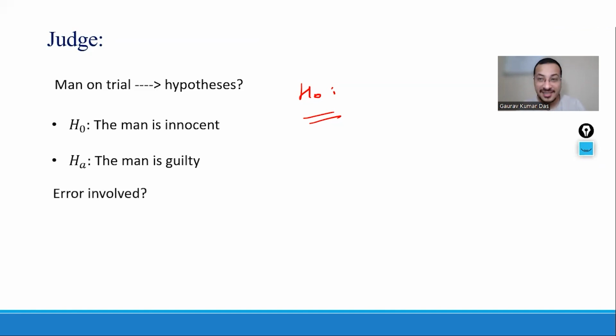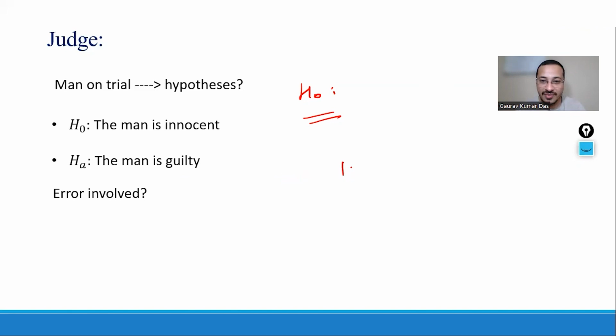Now, what kind of errors may be involved? There are two errors, right? One of them can be that the man was actually innocent, but the judge has given the verdict that he is guilty. That is one type of error. The other one is that the man was actually guilty, but the judge has given the verdict that he is innocent. Now, which one of them is actually dangerous?